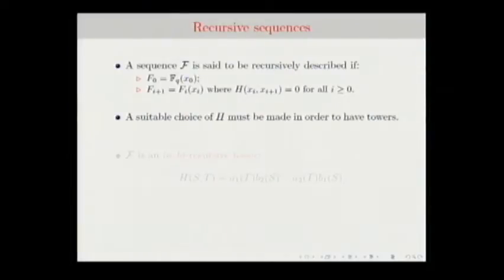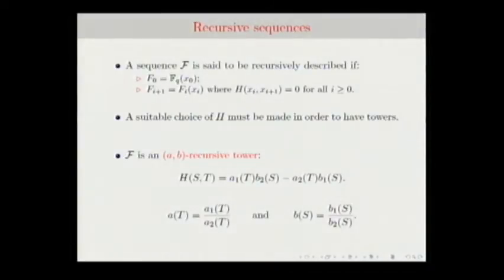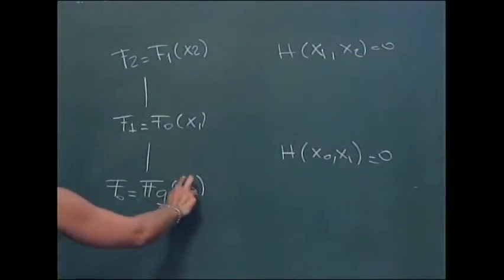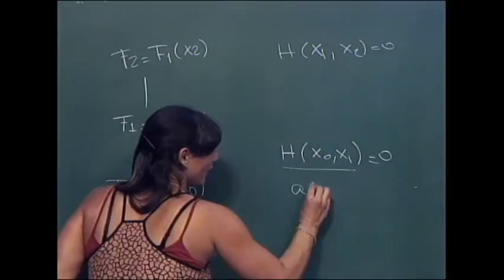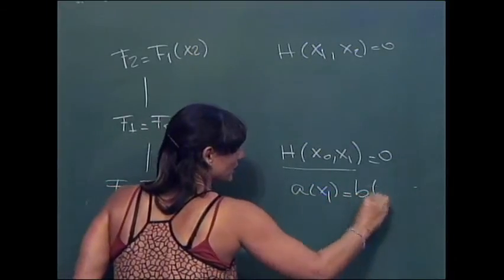And we will work with what we call AB recursive towers, and this is when this polynomial has a special form that is separable, in the sense that you can have these two functions, A and B, and then what you have here is A of x1 equals B of x0.